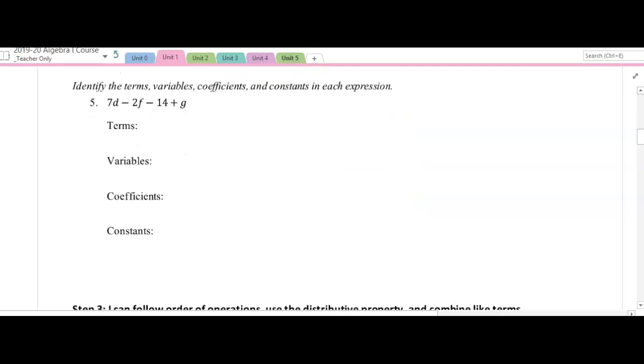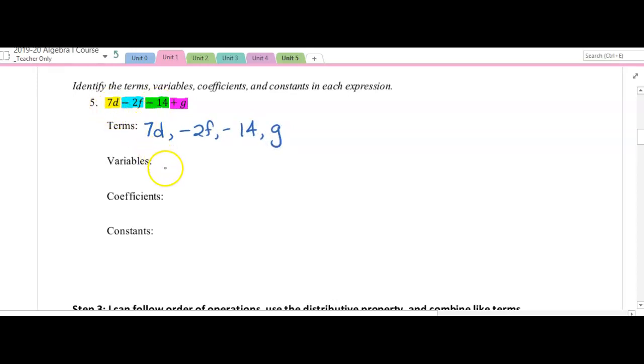All right, in this next problem, we need to identify the terms. And each term is separated by a plus or a minus sign. So every time I get to a plus or a minus, I lift my pen and I change to my new term. So you can see that this one has 4 terms, and they are 7d, negative 2f, negative 14, and positive g.